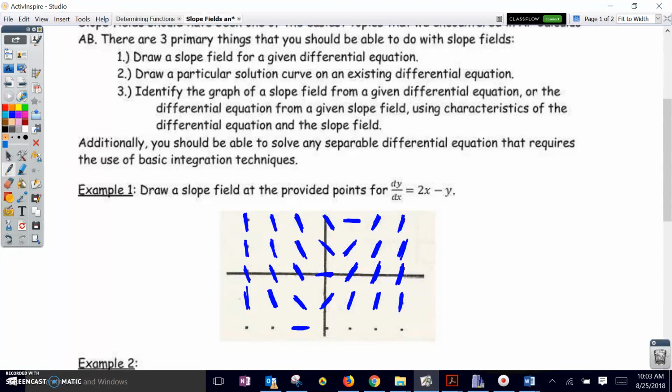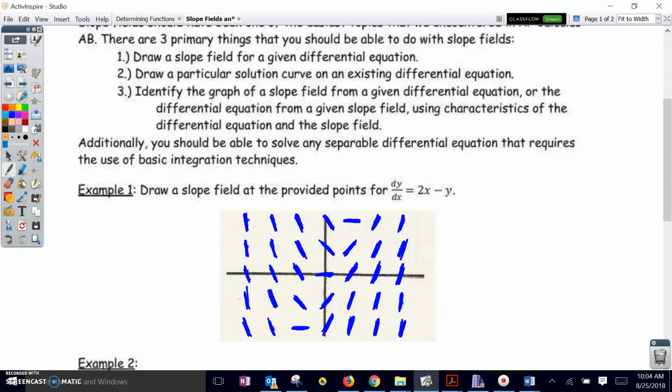And let's see, when x is 0 and y is negative 2, that's going to be a slope of 2, matches up with that one. Slope of 4, 6, 8, and negative 2 over here, and negative 4. And we've generated a slope field for the differential equation dy/dx equals 2x minus y.